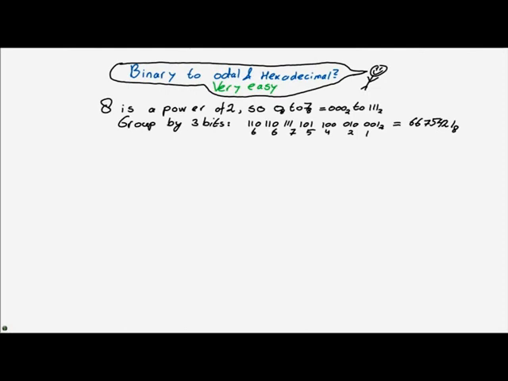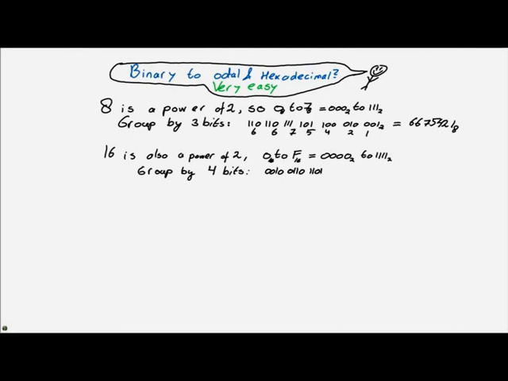For hexadecimal, the exact same thing goes. 16 is another power of 2, so 0 to F can be represented as 0000 to 1111 in binary. All we need to do now is, rather than group by 3 bits, we group by 4 bits. Let's say we have 0010, 0110, 1110, 1101, 1001, and 1111.